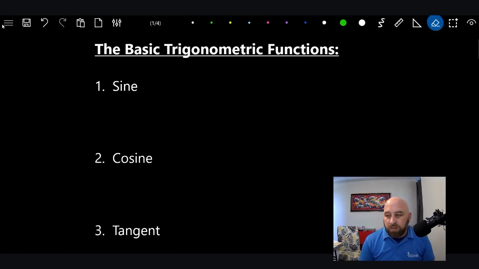We are on page 389. All right, if you look down there, it lists the three different trigonometric functions. So let's talk about them. They're here on the screen.